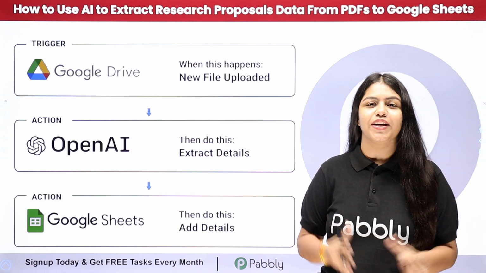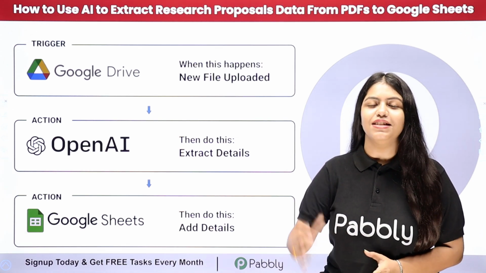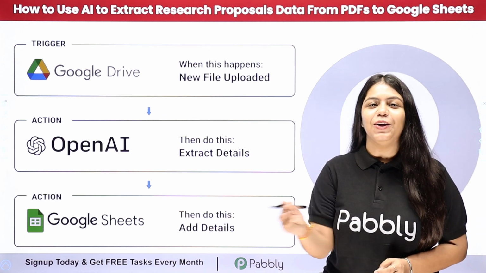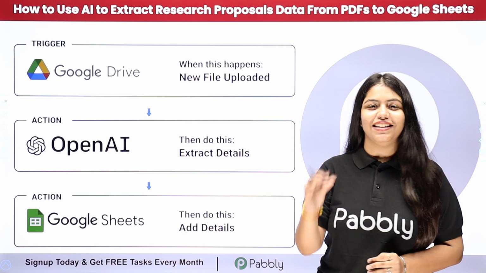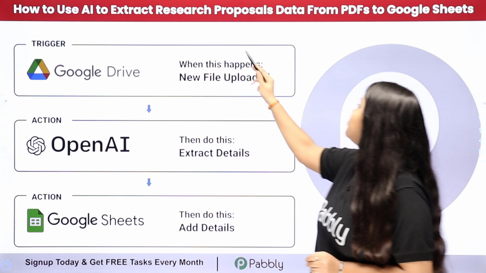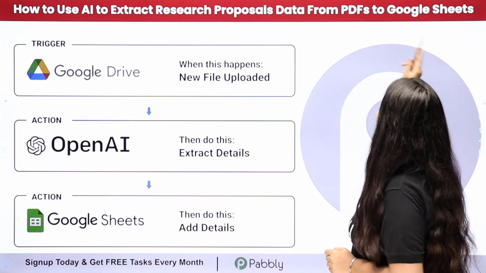So do you also want to extract the data from research proposals automatically? Then this video is definitely for you. So hello all, welcome back to Pabbly Connect, and in this video we are going to understand how to use AI to extract research proposals data from PDFs to Google Sheets.